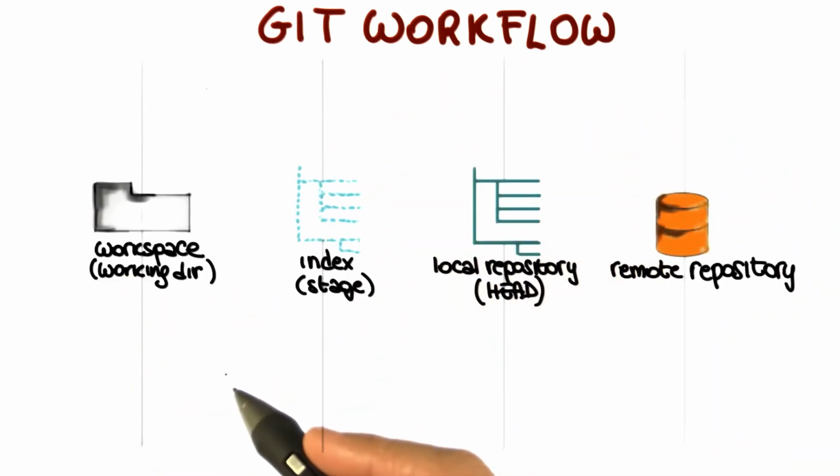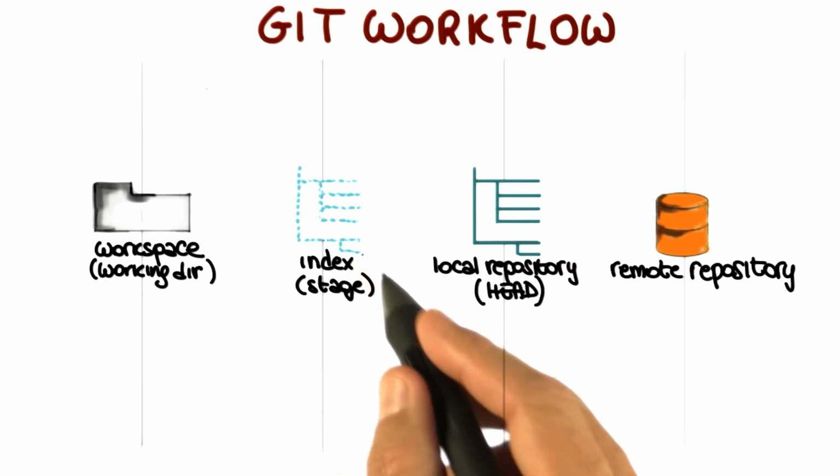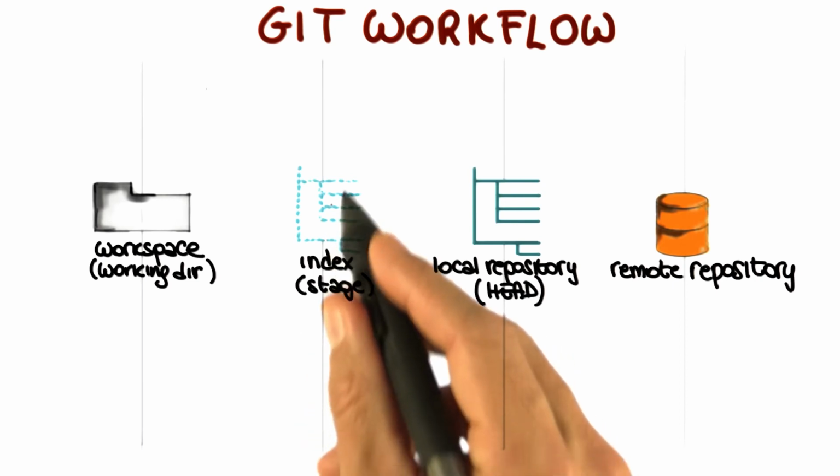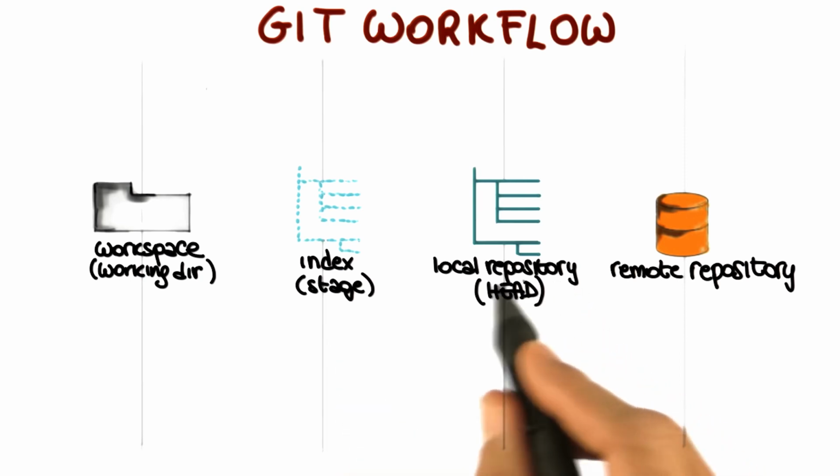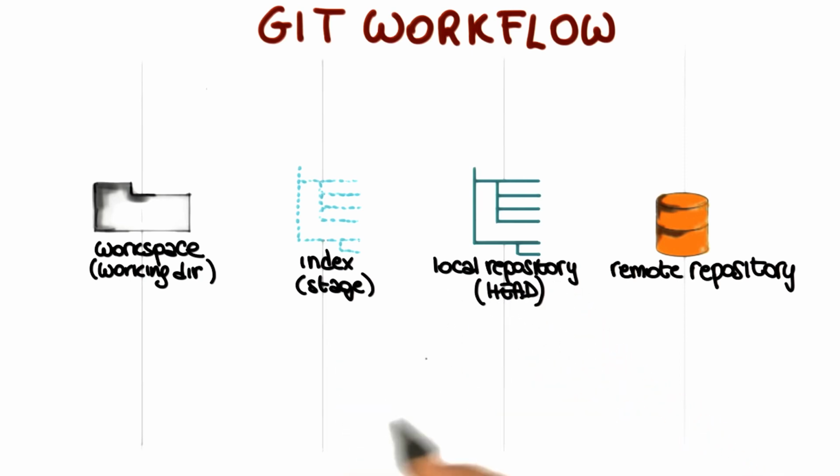The workspace, which is your local directory, the index, also called the stage, and we'll see in a minute what the index is. Then we have the local repository. We will also refer to this as head when we explain the different commands and the workflow. And finally, the remote repository.